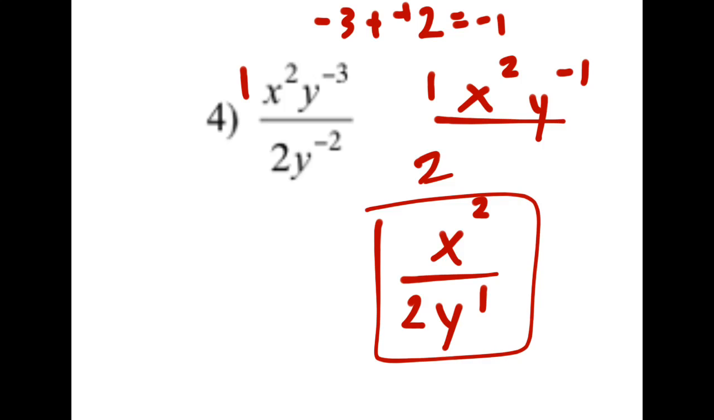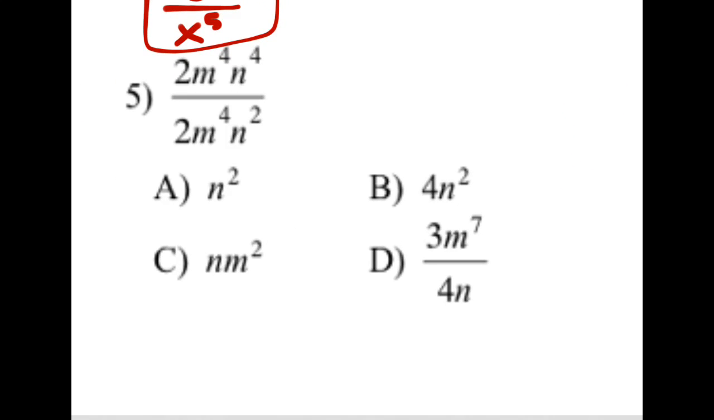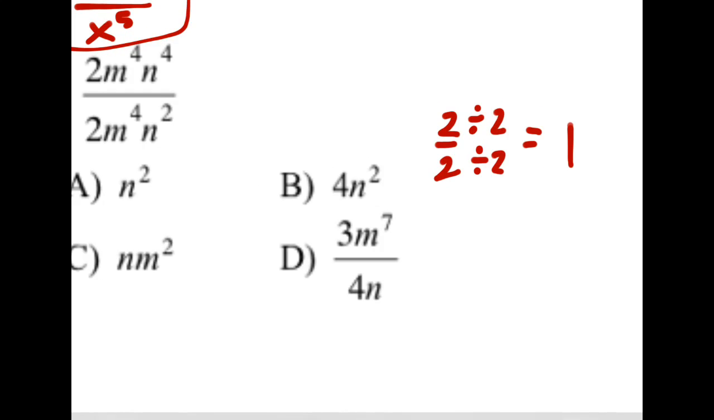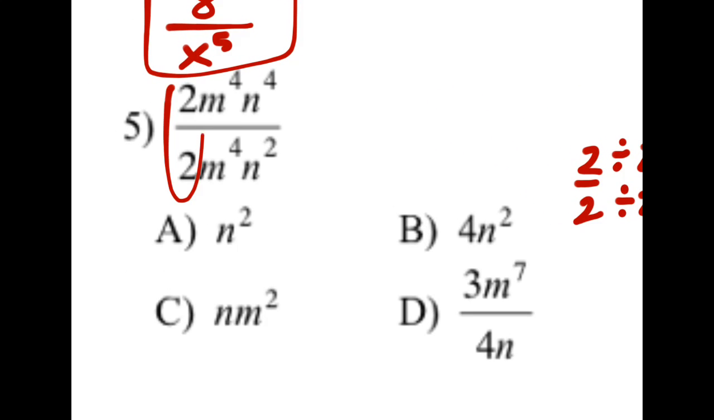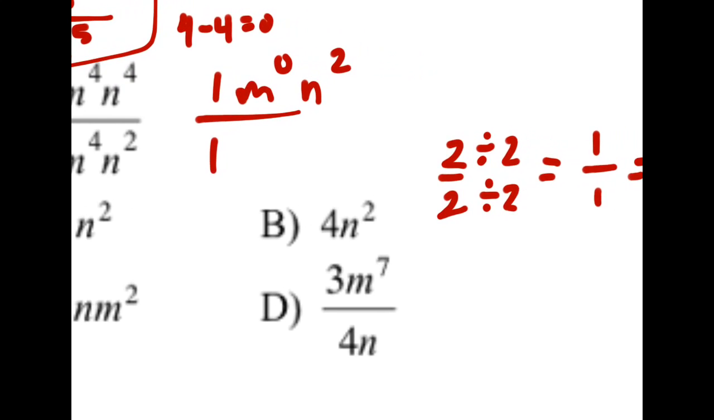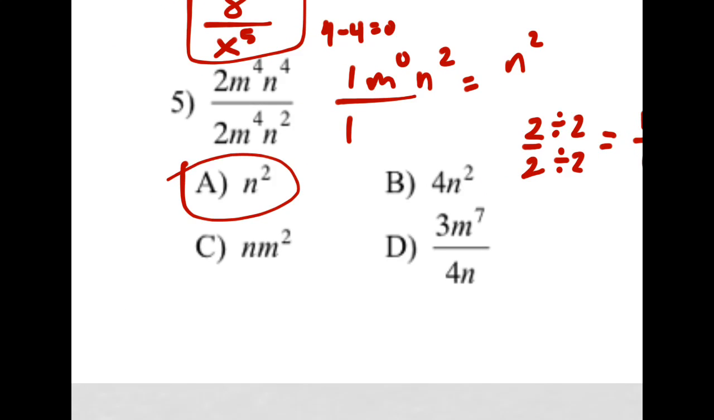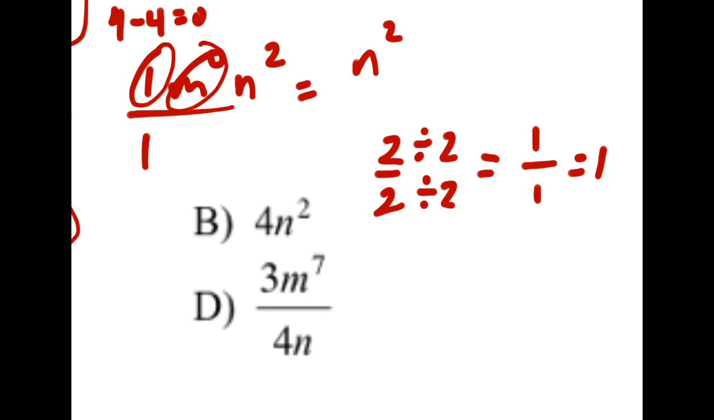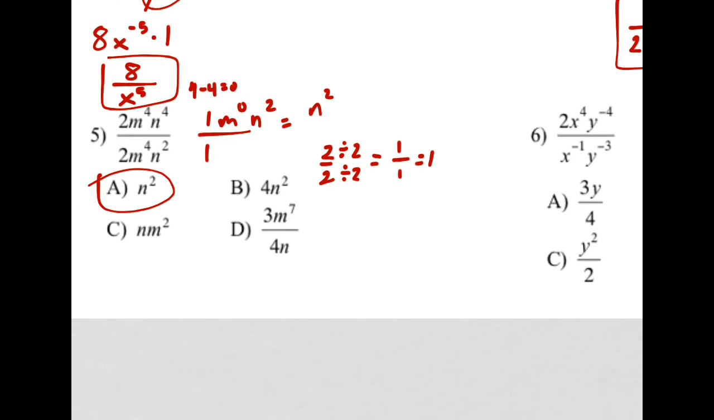Pretty simple. Moving on to the next one, it's multiple choice. When we're dividing, we have to reduce these. 2 over 2, divide by 2, that's just 1, right? Or 1 over 1, which is just 1. M to the 4th over m to the 4th, that's 4 minus 4 is 0. So m to the 0, remember that will go away. This goes to 1. 4 minus 2, that's just n squared. So really, our answer is just n squared. That one, right? Because 1 times 1 divided by 1 is still just 1. We don't have to write it. So far, so good.